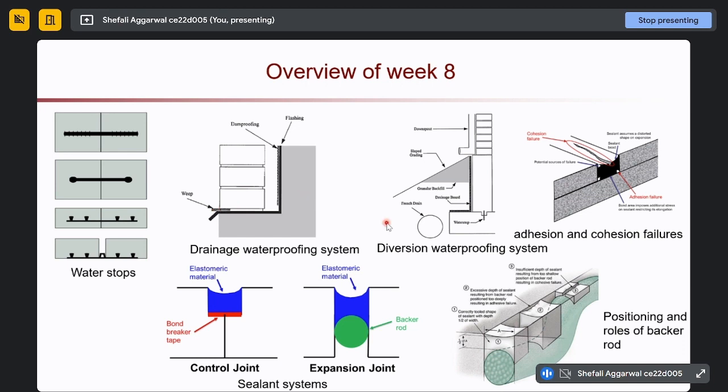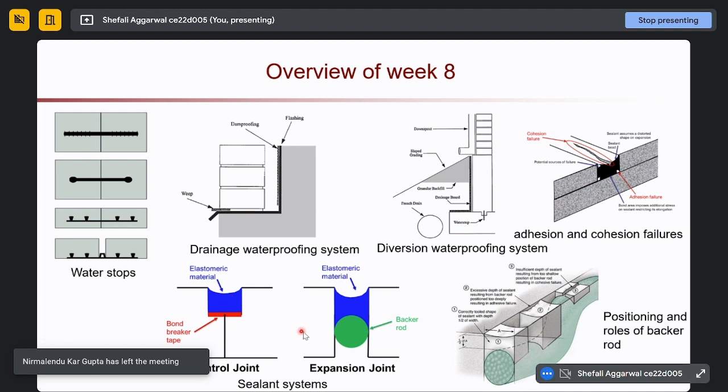Next is the diversion waterproofing system. In the diversion waterproofing system, we divert the water from the source in a different direction so that it doesn't deteriorate our concrete structure. So this is the water diversion waterproofing system. In this also you might have studied different types of diversion waterproofing systems based on the structures. Next is the sealant system. So whenever there is a joint, we apply sealant so that water does not seep through it.